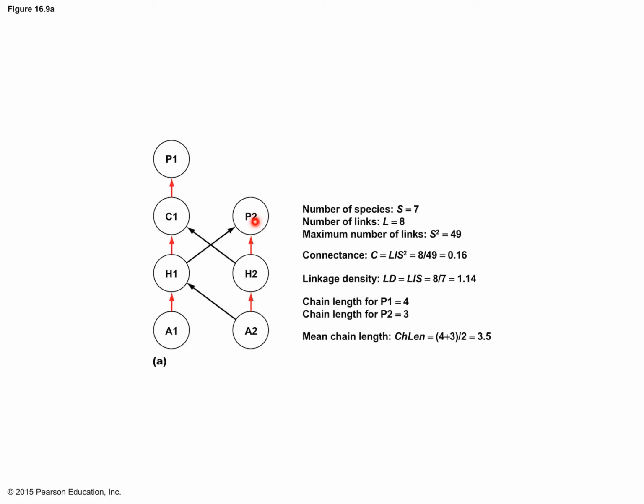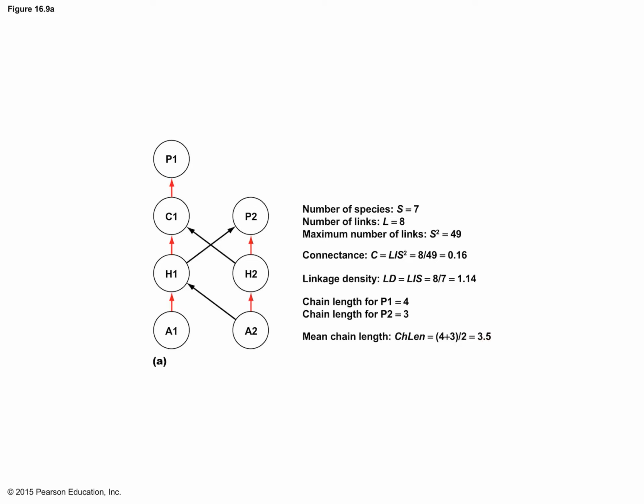For predator 2, we have 1, 2, but we see energy flowing this way, and there's our third one. So we have a chain length of 3. Mean chain length for this food web is simply the chain lengths for each individual predator added up and divided by 2, so 3.5. All right, and again, these are just various ways that ecologists use to sort of quantify the relationships between the species in a food web.